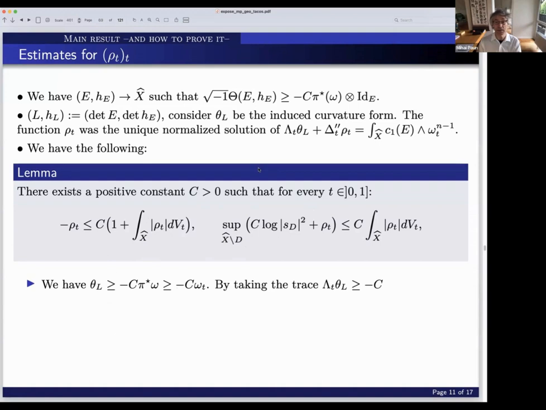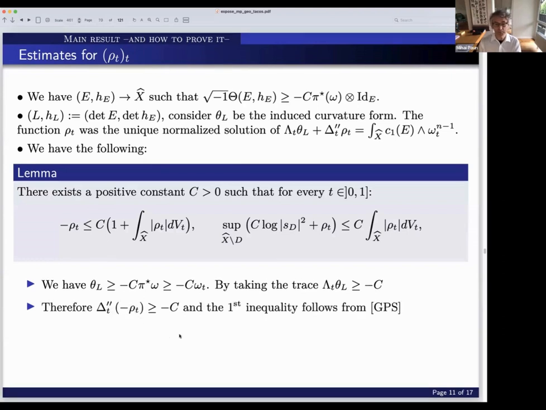Well, in the first place, this theta L here was the trace of what we have here. So it's definitely greater than minus C times the pullback of the metric. So in particular, greater than minus some constant times omega t. And then when we take the trace with respect to this very metric, we get that the trace of theta L with respect to omega t is bounded from below uniformly.